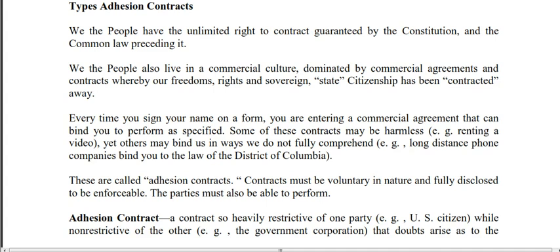Every time you sign your name on a form, you are entering a commercial agreement that can bind you to perform as specified. Some of these contracts may be harmless, for example renting a video, yet others may bind us in ways we do not fully comprehend, for example long-distance phone companies binding you to the law of the District of Columbia. These are called adhesion contracts. Contracts must be voluntary in nature and fully disclosed to be enforceable. The parties must also be able to perform.